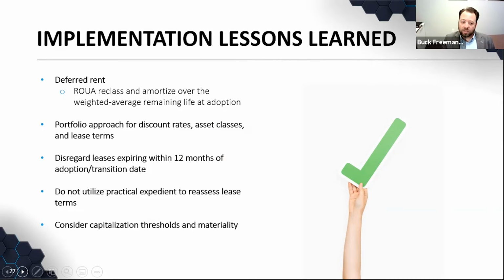I think I would be hard pressed to be convinced that doing it on a lease by lease basis would give you a much different result. The next is utilizing the portfolio approach for discount rates, asset classes, lease terms. You don't have to try to nail it with every single lease, trying to figure out the discount rate specific to every lease.